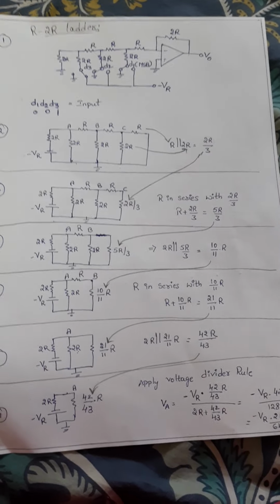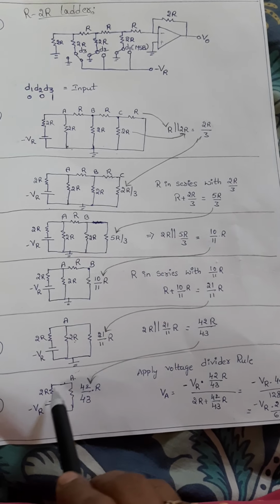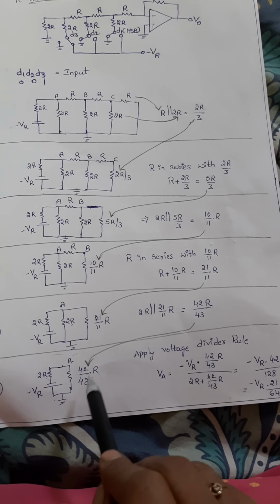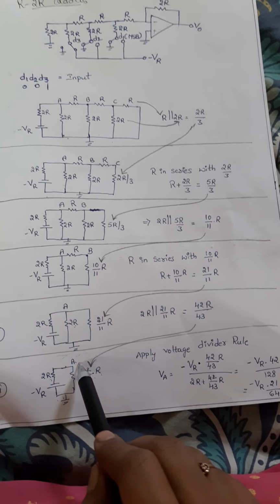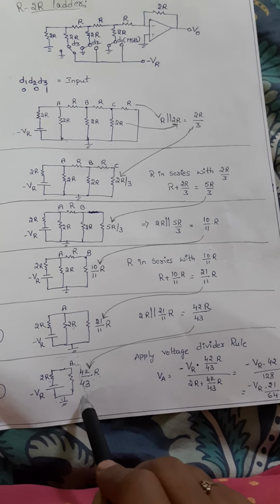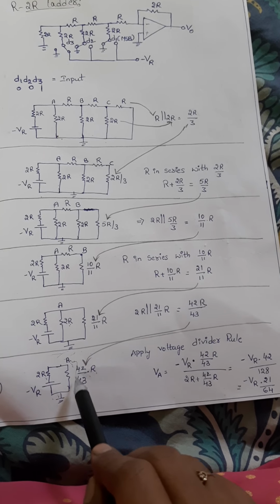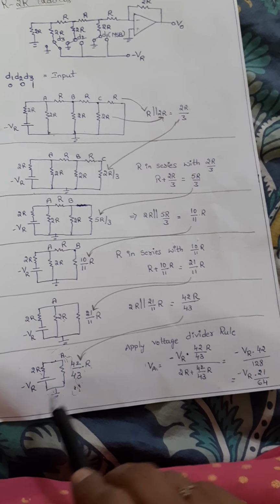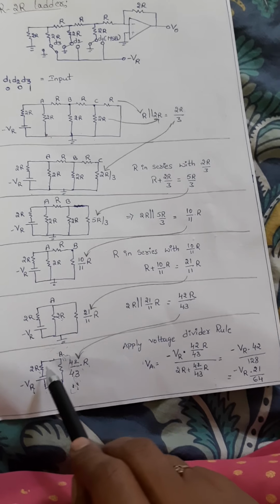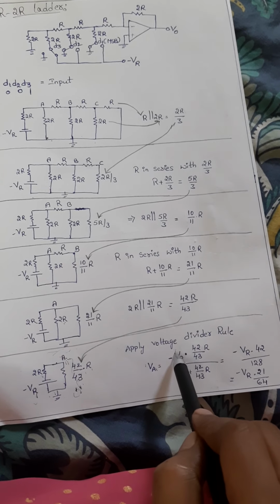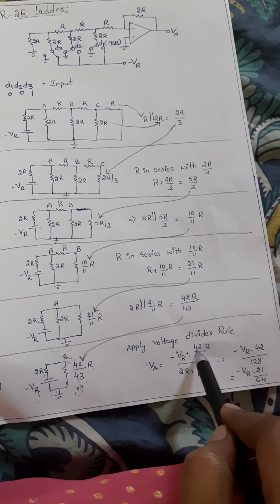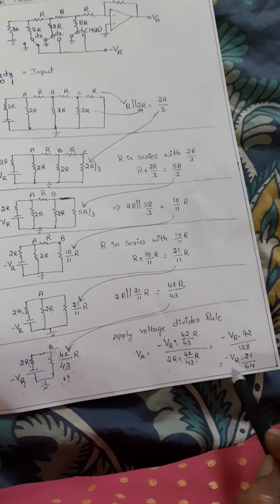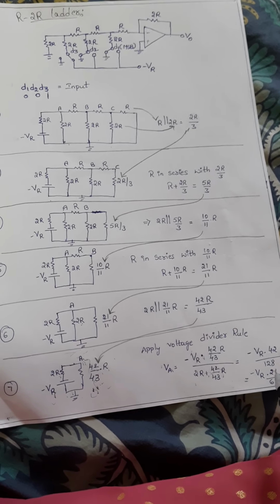See, this is node A. 2R, minus VR, 42 by 43 R. Now here you should apply the voltage divider rule to know the voltage across the VA node. So VA is equal to VCC into opposite resistance by total resistance. Here VCC is minus VR, into opposite resistance 42 by 43 into R, divided by 2R plus 42 by 43 into R. So you are going to get minus VR into 21 by 64.